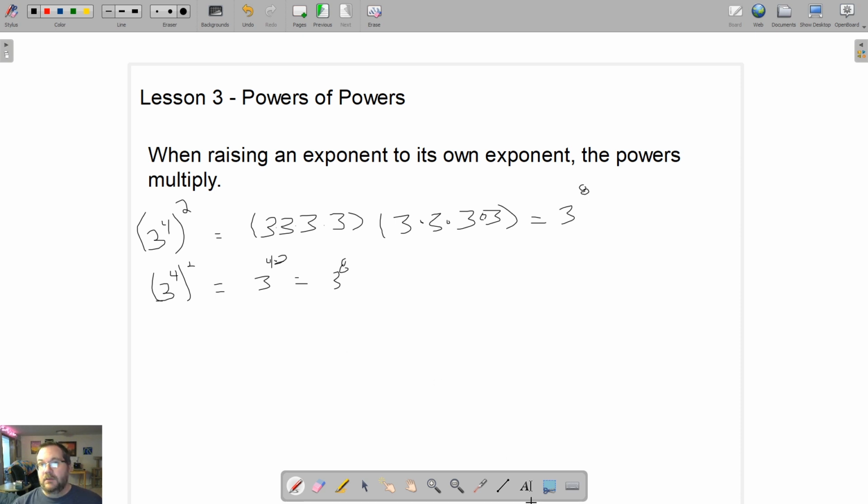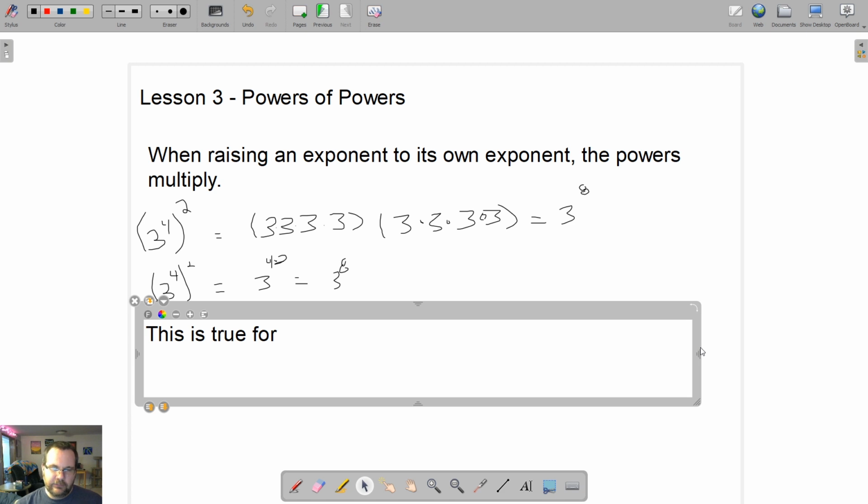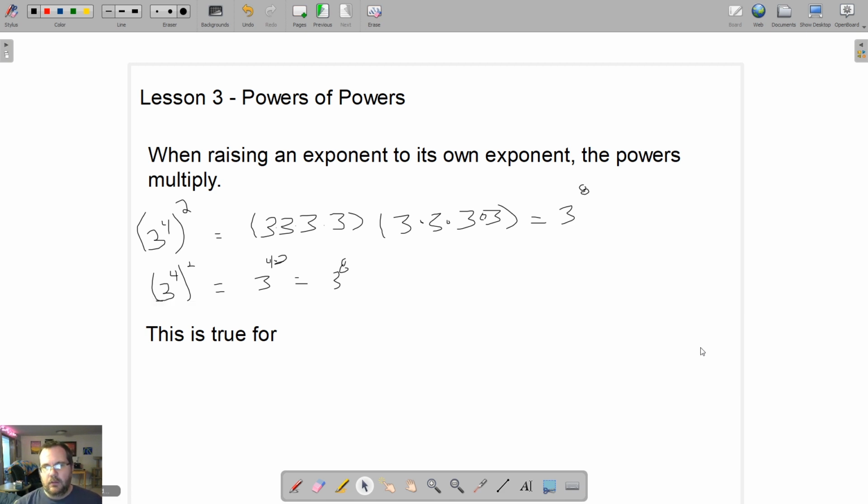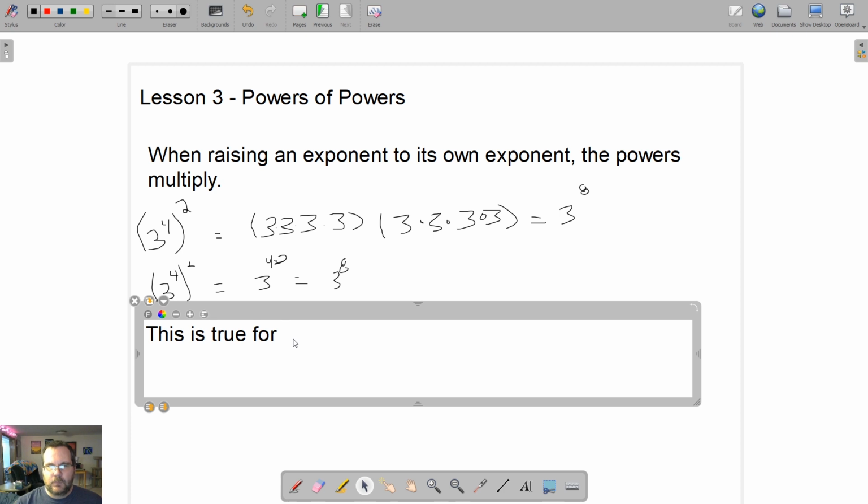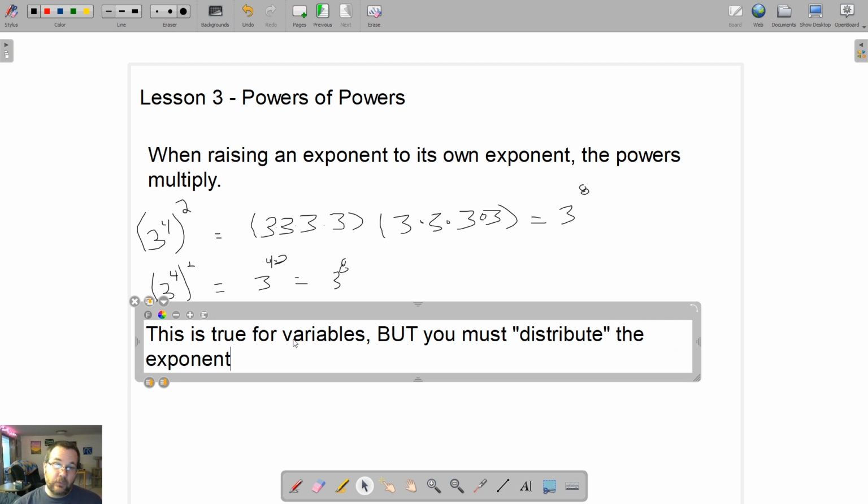Now there's a big caution mark for this, because I'm sure some of you are thinking, okay, that sounds fine. This is true for variables. So if it's, say, x to the 4th squared, it becomes x to the 8th. But you must distribute the exponent, meaning if you have more than one thing inside a set of parentheses, the exponent needs to apply to everything inside that set of parentheses.